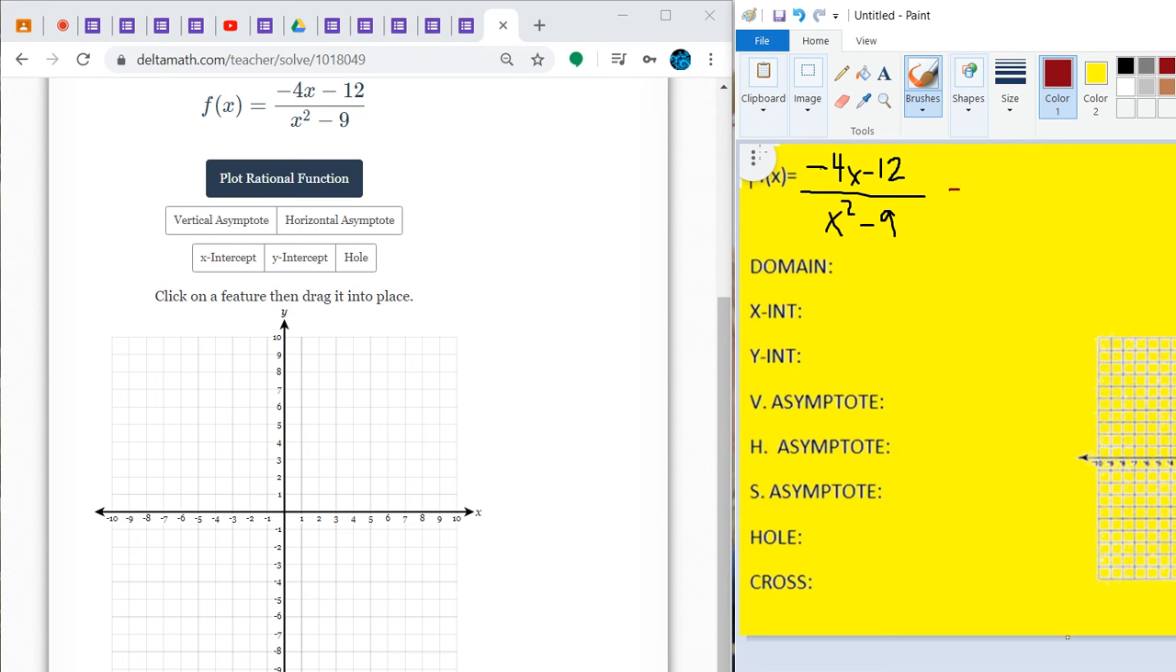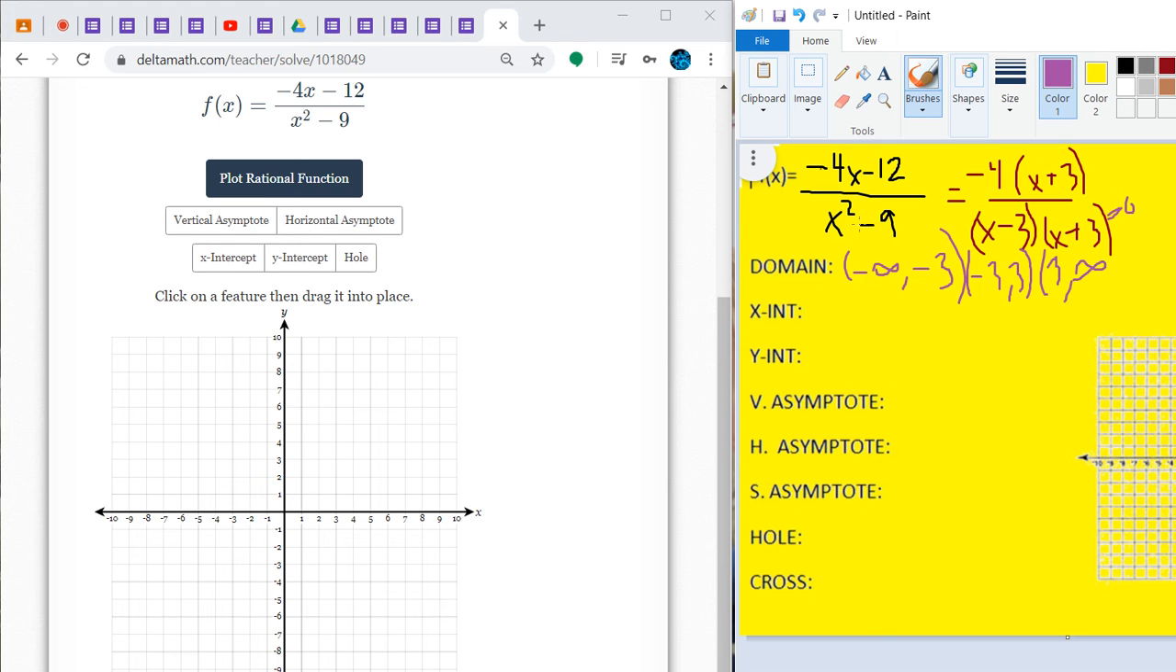So I'm going to first see if I can factor, take out a negative 4 on top, left with x plus 3. And on the bottom, that factors into x minus 3, x plus 3. So I have an x plus 3 that's going to cancel. Before I do that, let me just jot down what my domain is. So everything except for 3 and negative 3, because that's when the bottom equals 0. So negative infinity to negative 3, negative 3 to positive 3, and positive 3 to infinity.